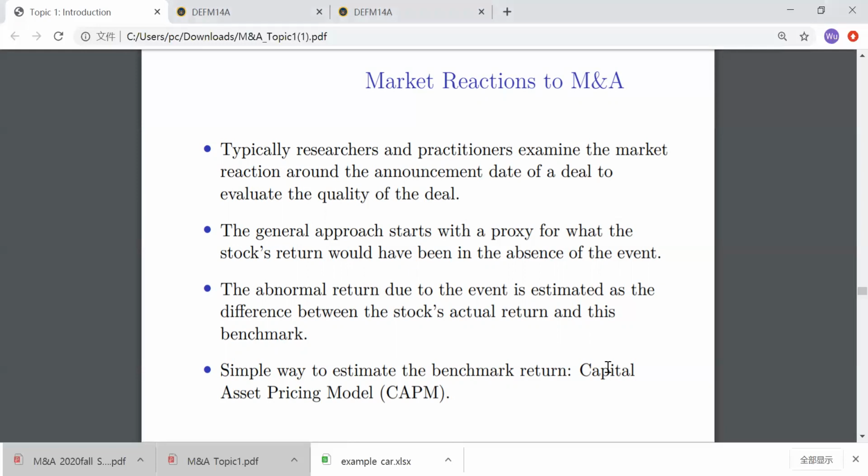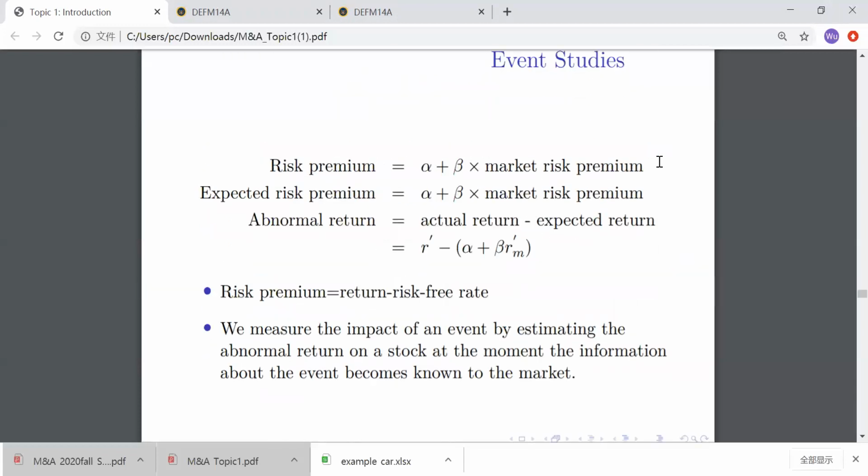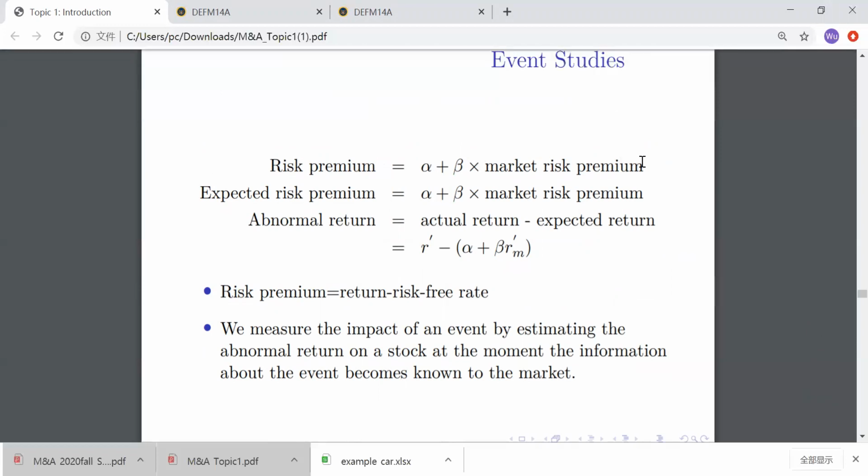Right? So because we are not a corporate finance class, I don't want to go into details of this model, right? But what you need to remember is that this model tells you there's a relationship between the risk premium of an individual stock and the market risk premium, right? So this is typically the idea, right? And in most cases, we assume this alpha is zero, right? The alpha is zero. So you just estimate risk premium equaling beta times market risk premium. That will be it, right?